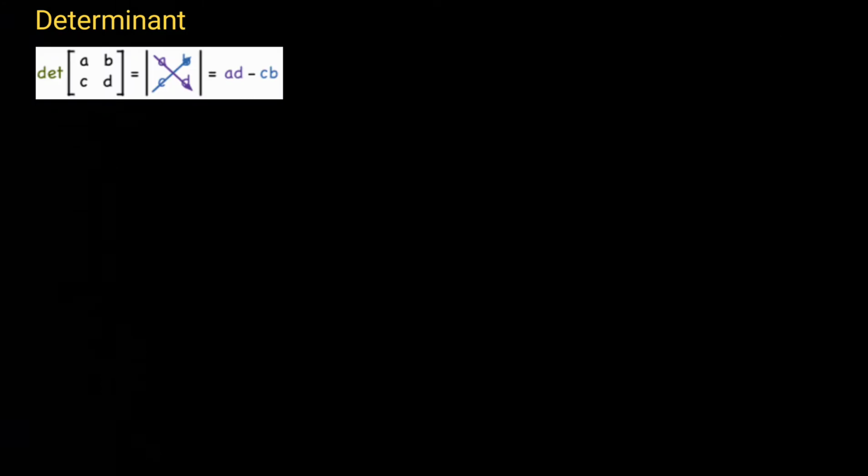In this video, we will be looking at the determinant of the matrix and its formulas. So here is the formula to find the determinant of a 2 times 2 matrix. The elements are represented as A, B, C, and D.